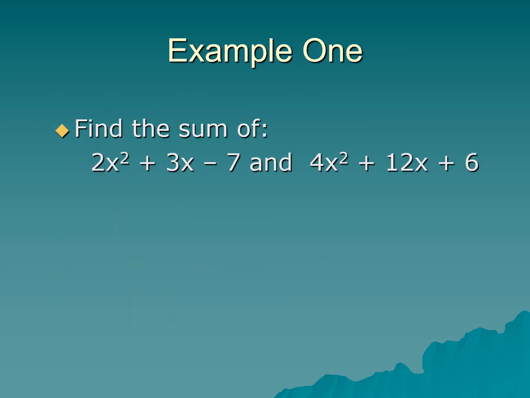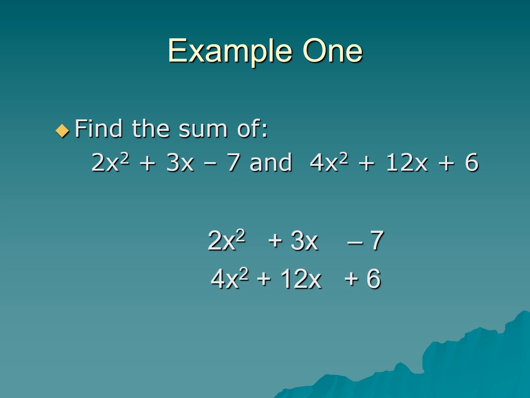So example 1 on our paper is find the sum of 2x squared plus 3x minus 7 and 4x squared plus 12x plus 6. So one thing you can do is you can rewrite them where you're putting the x squareds with the x squareds, the x's with the x's, and the constants with the constants. Or you can also just do this with your finger.